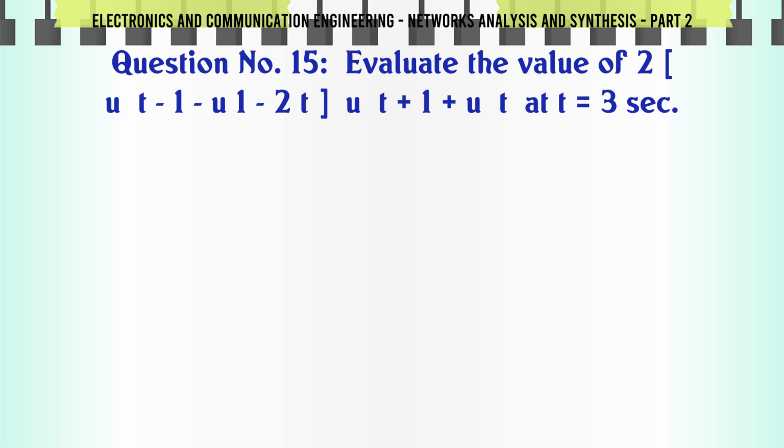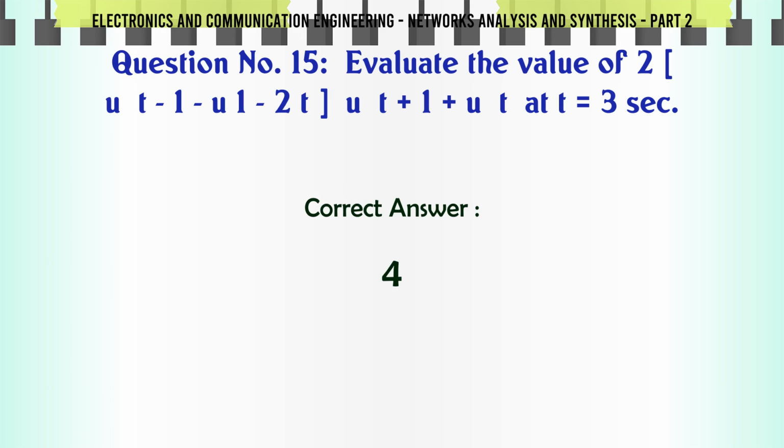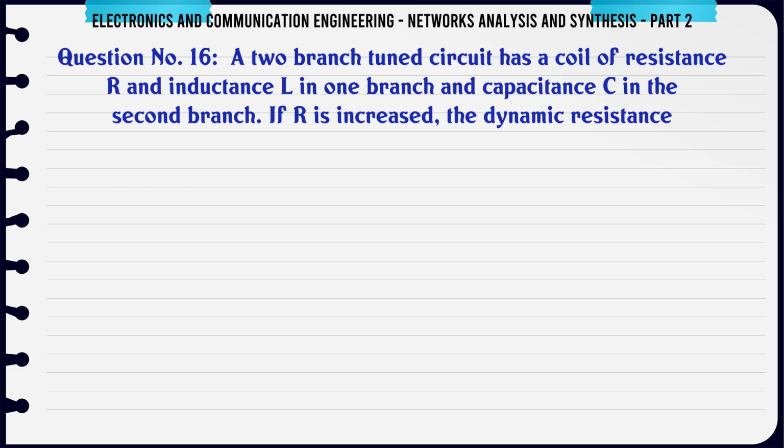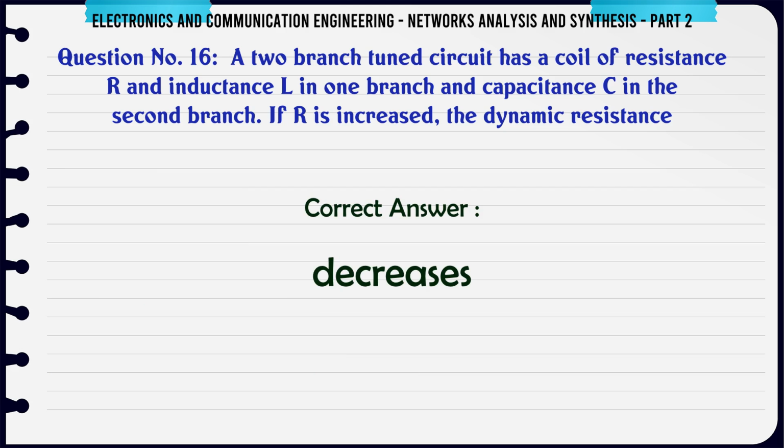Evaluate the value of 2u(t-1) - u(t-1) + 2(t)u(t-1)u(t) at t = 3 sec. A. 0, B. 4, C. 2, D. 1. The correct answer is 4. A two-branch tuned circuit has a coil of resistance R and inductance L in one branch and capacitance C in the second branch. If R is increased, the dynamic resistance A. increases, B. decreases, C. remains constant, D. may increase or decrease. The correct answer is decreases.